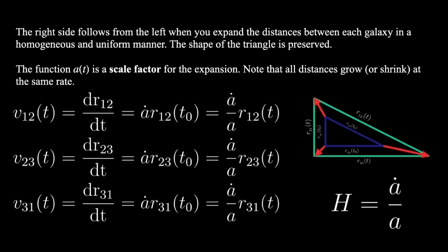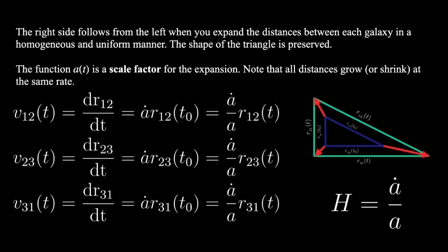Notice we have three equations. They all have the same exact appearance. Now we take the original equation for the distance and plug that back in, and we find a dot over a times R1,2 of t. So now we're not looking at it with respect to the initial time, but as it evolves, and we have this funny thing in there. The velocity, v1,2 of t, is equal to the distance R1,2 of t times this ratio of the rate of change of the scale factor divided by the scale factor. That a dot over a is called the Hubble parameter, and that is its definition. It maps the entire history of how these distances all grow or shrink at the same rate, because they're all doing so uniformly and homogeneously throughout the universe.